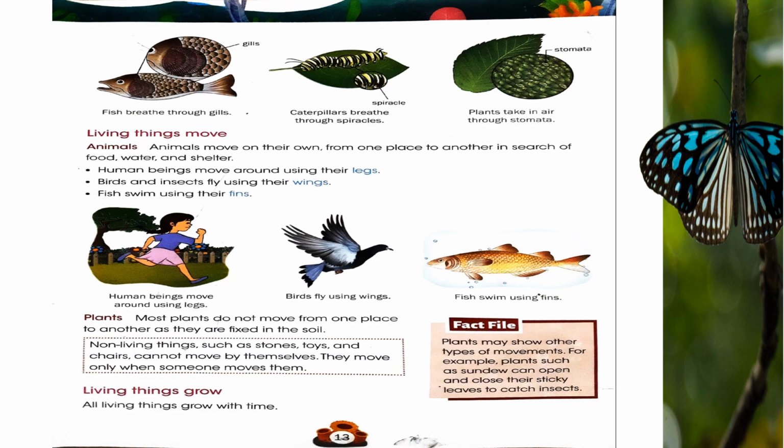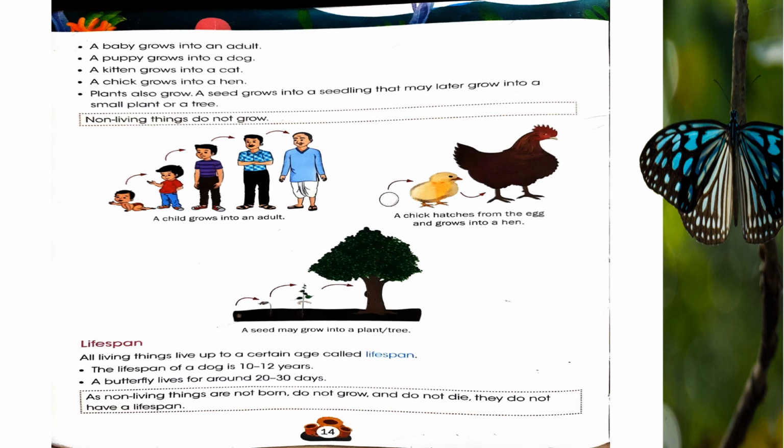Now, living things grow. All living things grow with time. A baby grows into an adult. A puppy grows into a dog. A kitten grows into a cat. A chick grows into a hen. Plants also grow. A seed grows into a seedling that may later grow into a small plant or a tree. So non-living things do not grow.